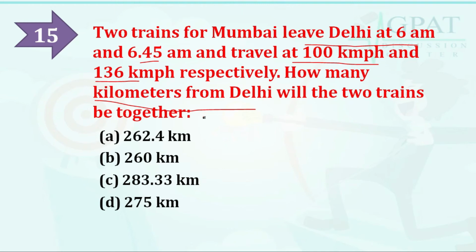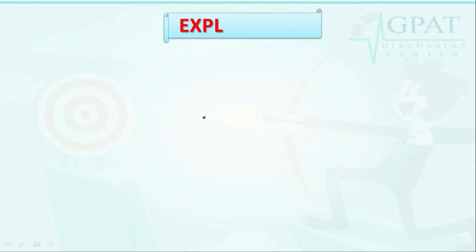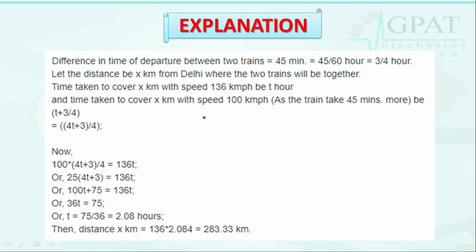So with the help of calculation, the correct answer is 283.33 km. How is it possible? Let's discuss with the help of the explanation. The difference in time of departure between the two trains is 45 minutes. One train departs at 6 a.m. and the other at 6:45, so the difference is 45 minutes, that is 45 by 60 hour, meaning three-fourths of an hour.